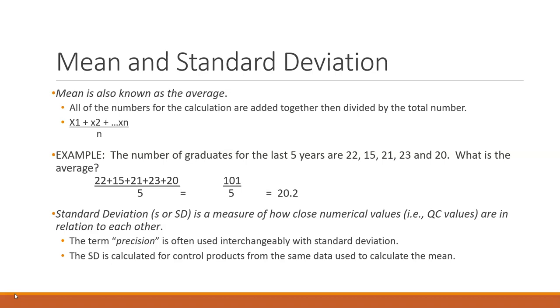Standard deviation is a measure of how close numerical values are in relation to each other. The term precision is often used interchangeably with standard deviation. The SD is calculated for control products from the same data used to calculate the mean. So whatever data we're using to calculate the mean for that specific control for these different analytes, those values are put into a different formula to calculate the standard deviation.